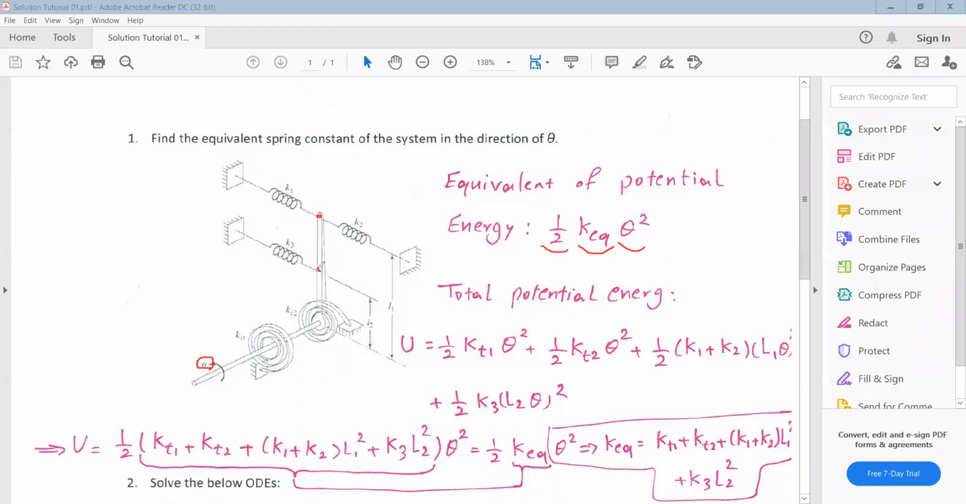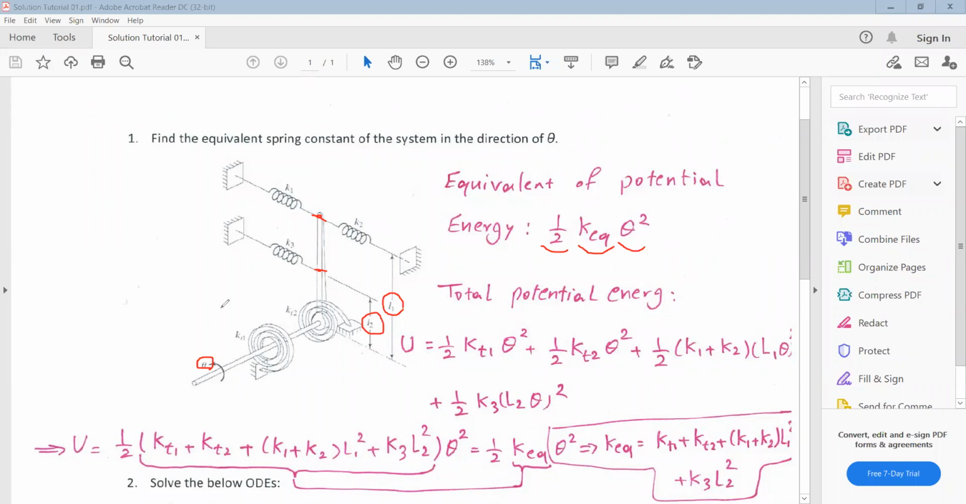For example, for K3, for this point, the displacement is equal to L2 times theta. And for this point, for K1 and K2, the displacement is L1 times theta. So all of the displacements are functions of theta. And for KT1 and KT2, clearly the displacement is angular and it's equal to theta.